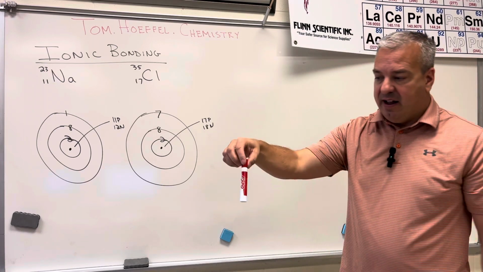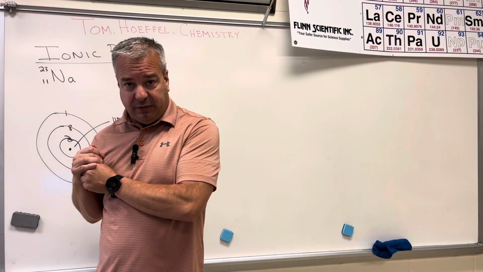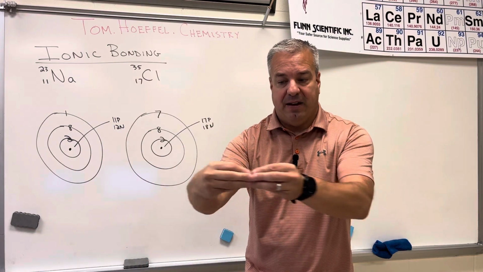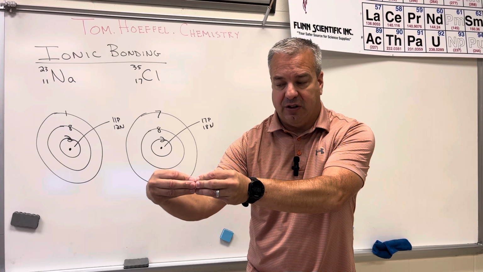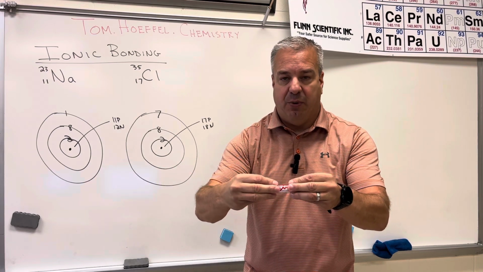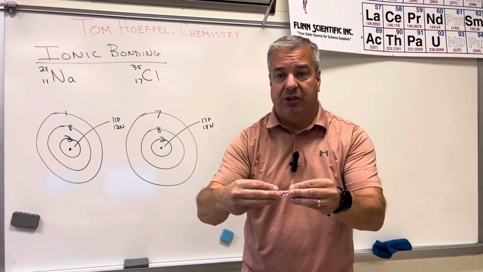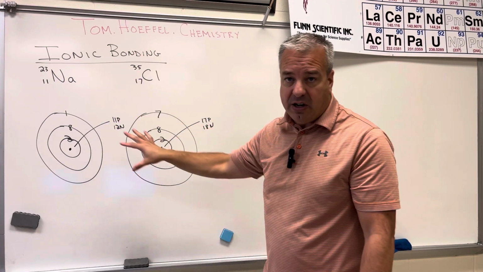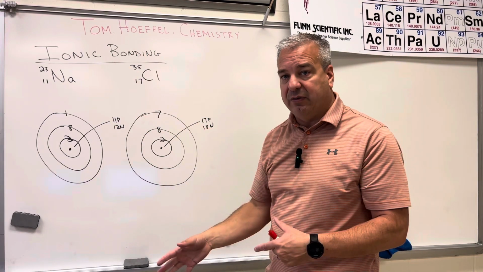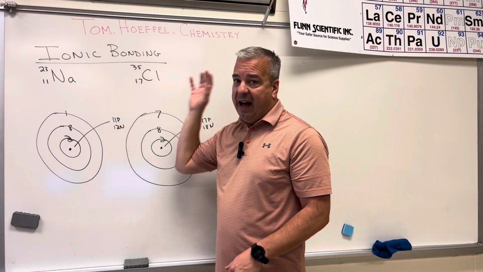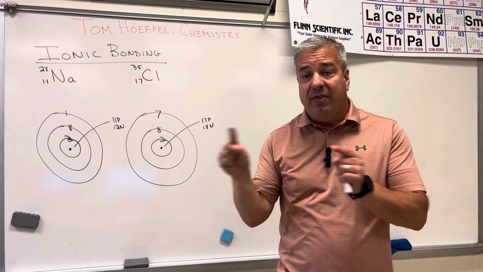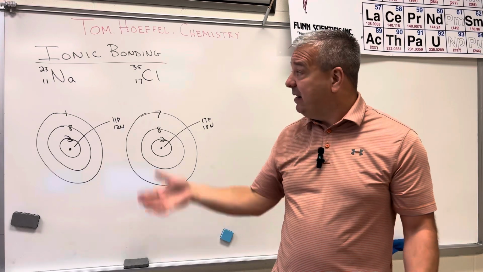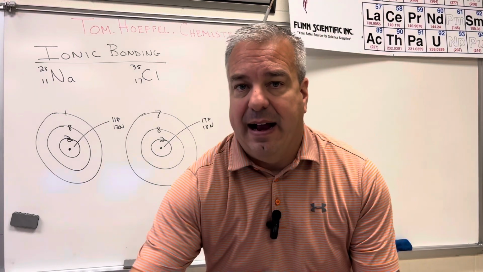So we have ionic, where there's a complete transfer of electrons. We have polar covalent bonding, where there's an unequal share of electrons. And then we have nonpolar covalent, where there's an equal share of electrons. Today's video is all about that first type of bonding, where there's a complete transfer of electrons, called ionic bonding, because when the transfer of electrons occurs, they create ions, and that's where we get the name ionic bonding.